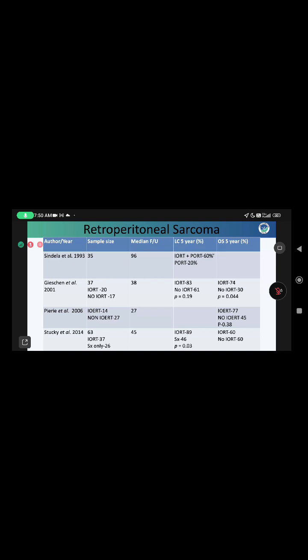So we restrict our doses to only about 50 to 54 gray, with whatever advanced technology we have in EBRT. So what happens with IOERT is we are able to escalate the dose and give very good local control in these tumors, which eventually will reflect in overall survival.